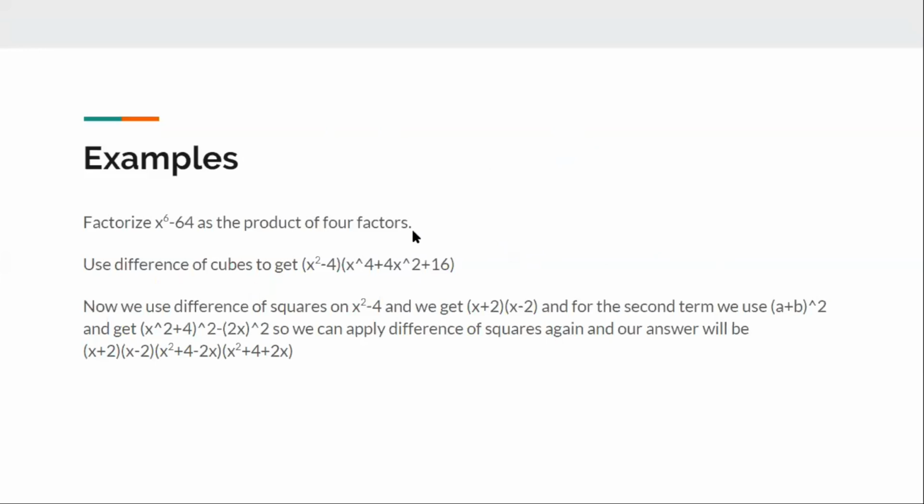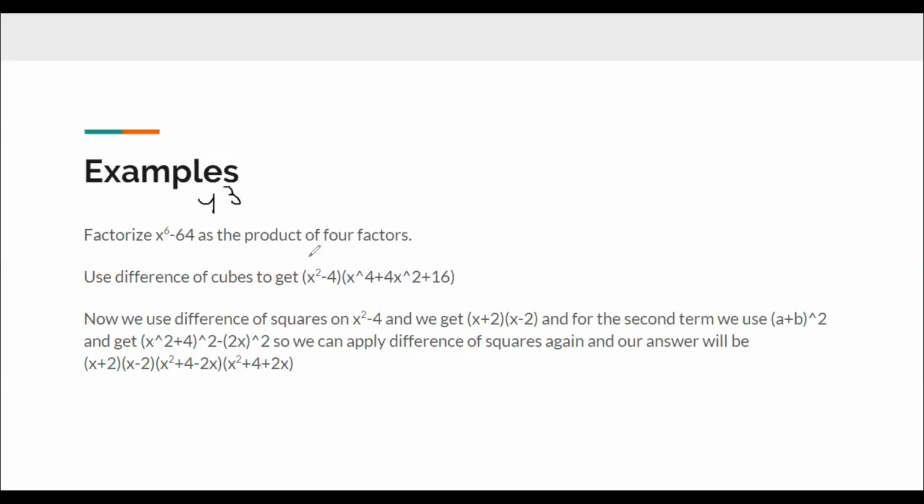All right, here's an example using those factorizations. Factorize x to the power 6 minus 64 as a product of 4 factors. You can use difference of cubes, because you notice that this is just x squared to the power 3 and this is just 4 cubed. And this factors to be x squared minus 4 times x to the power 4 plus 4x squared plus 16. Then you can use difference of squares on x squared minus 4, and it's going to become x plus 2 into x minus 2.